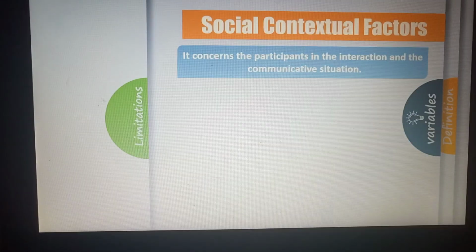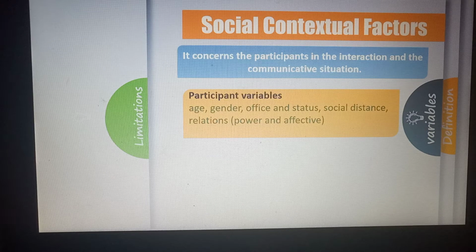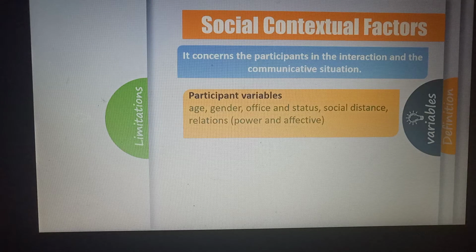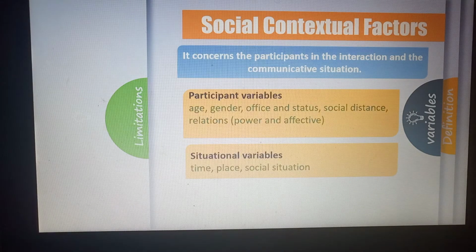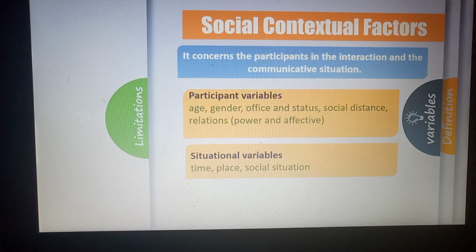Social contextual factors concern the participants in the interaction and the communicative situation: the participants' age, gender, office or profession, rank and public position, status or social standing, social distance from and relations to each other, both in terms of power and affect, are known to determine how they talk and how they are talked to. Situational variables involve the temporal and physical aspects of the interaction, like time, duration, and location, as well as the social dimension of the situation, for example, a formal reception.